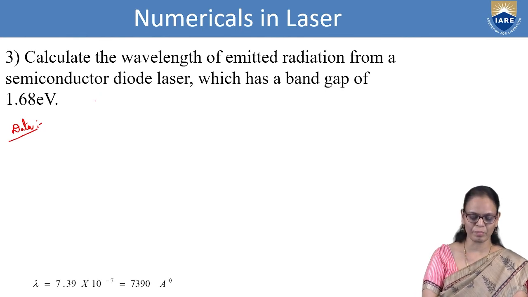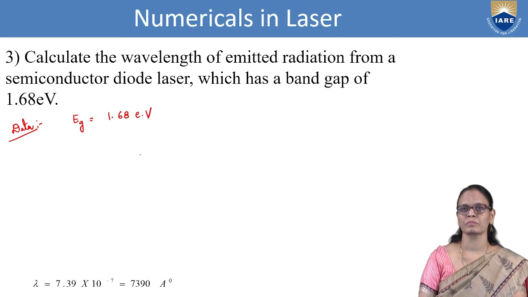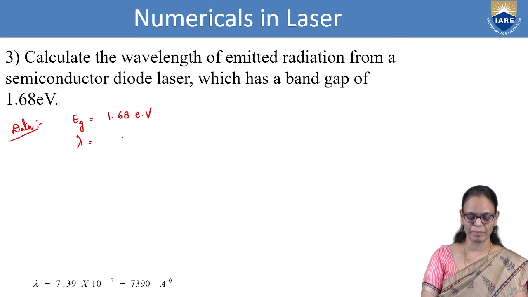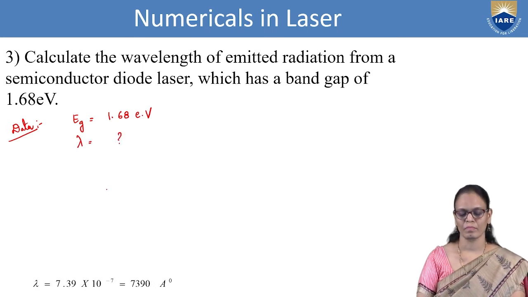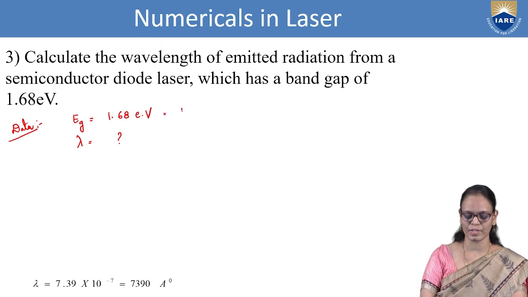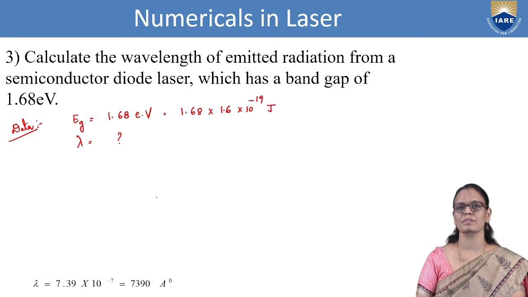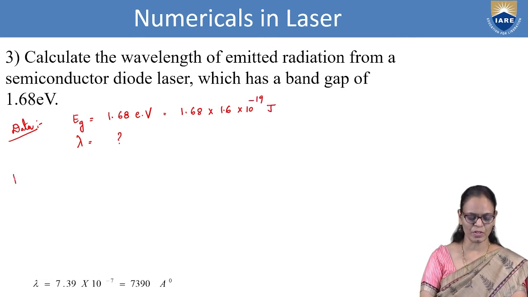In the data we have the band gap. Eg is equal to 1.68 electron volt. And we have to calculate the wavelength lambda. First we convert this electron volt into joules. Energy always expressed in joules. 1 electron volt is 1.6 into 10 power minus 19 joules. Then we use the formula.